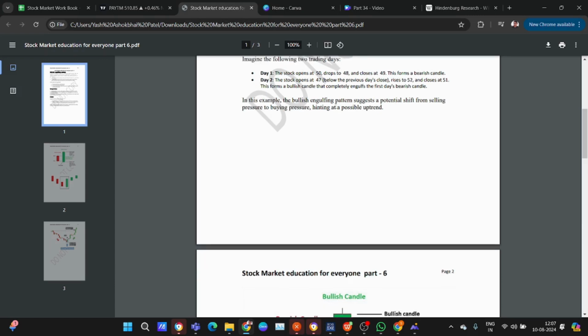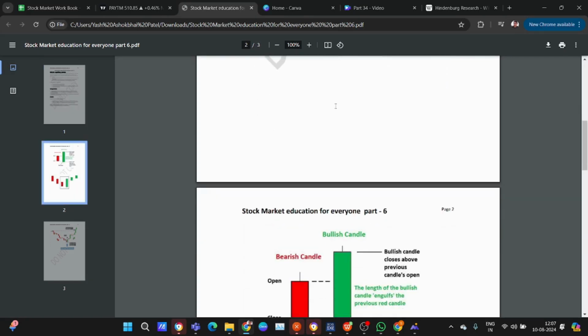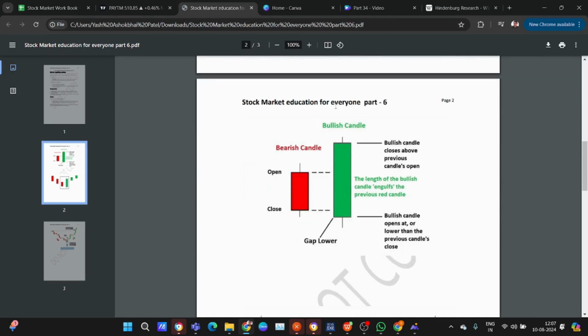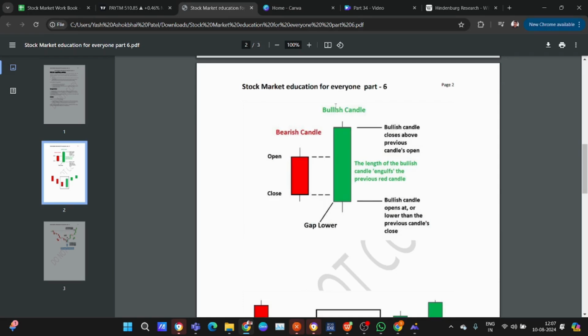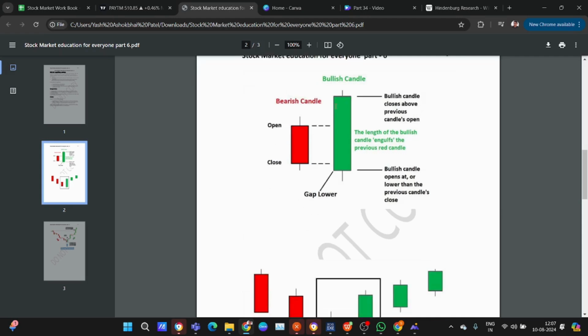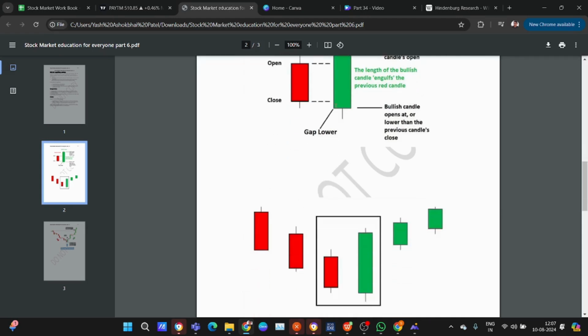In this example, the bullish engulfing pattern suggests a potential shift from the selling side to the buying side. Here is a beautiful example image: a bearish candle with open and close in a downtrend, then a gap up, and a bullish candle that closes above the previous candle's open, while the bullish candle opens lower than the previous candle's close.